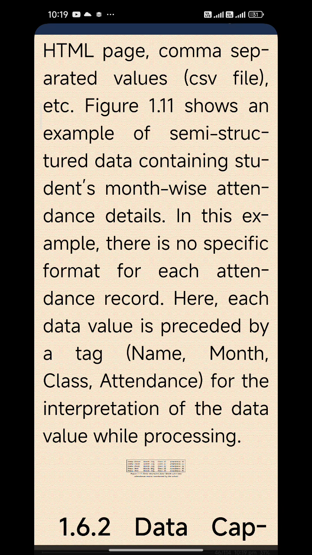Figure 1.11 shows an example of semi-structured data containing students' month-wise attendance detail. In this example, there is no specific format for each attendance record. Here, each data value is preceded by a tag name: month, class, attendance, for the interpretation of the data value while processing.